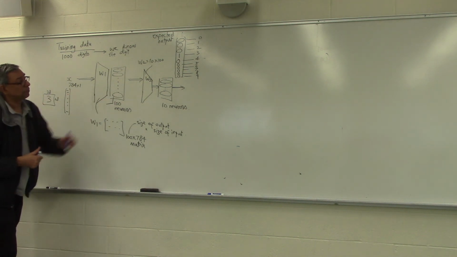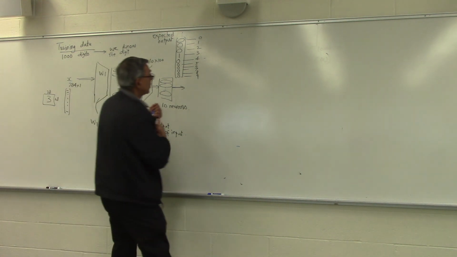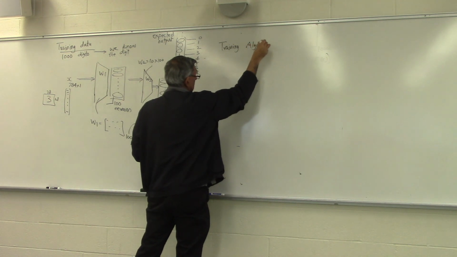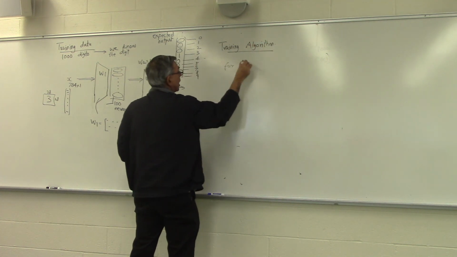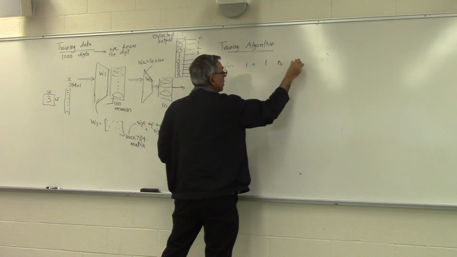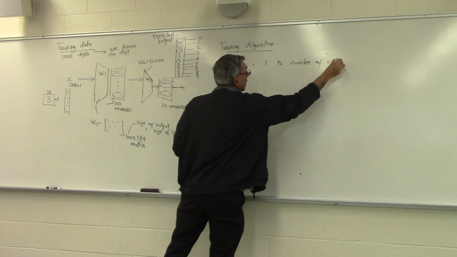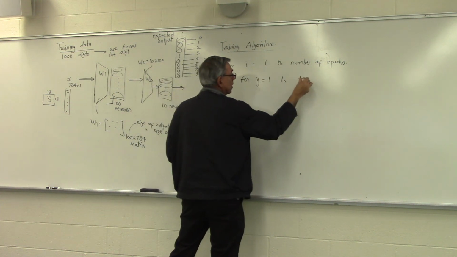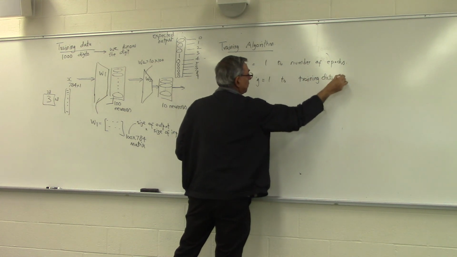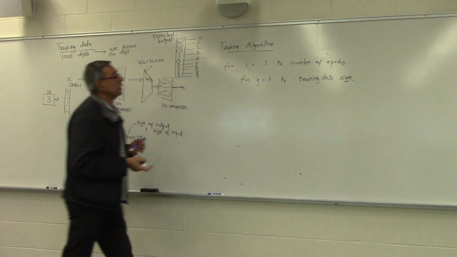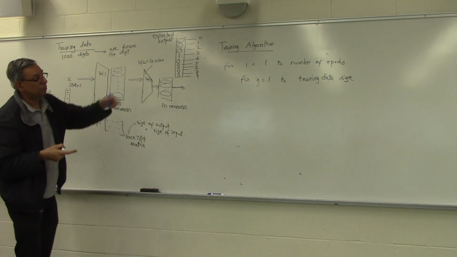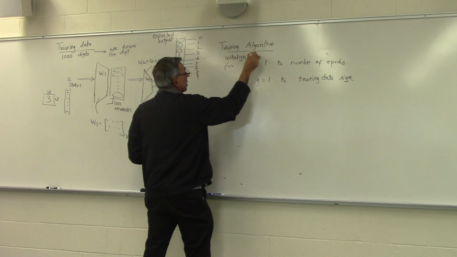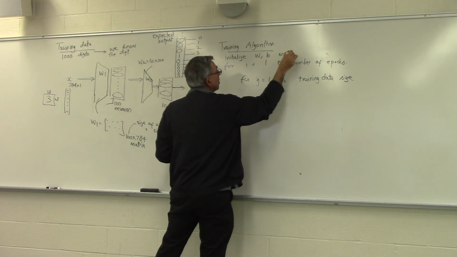This is what we do. First, we train this neural network using this training data. So our training algorithm looks like this. For i equal to 1, 2, number of epochs, for j equal to 1, 2, training data size. Okay, so if we're given 1,000 training data, the j loop will go through. And before this, we will initialize the W and B matrices randomly.